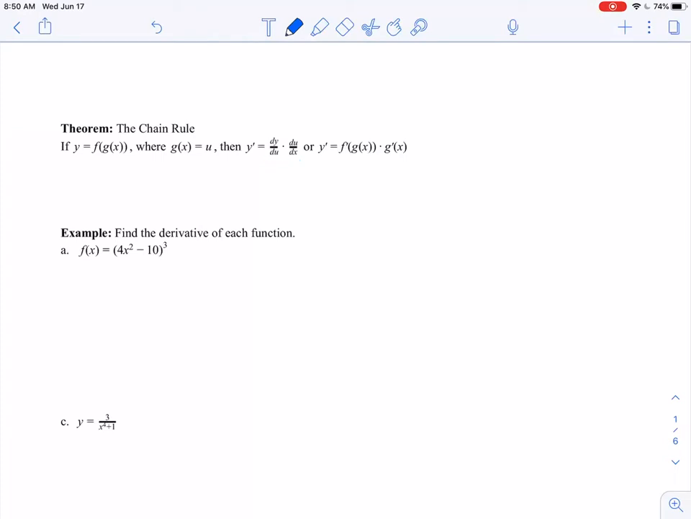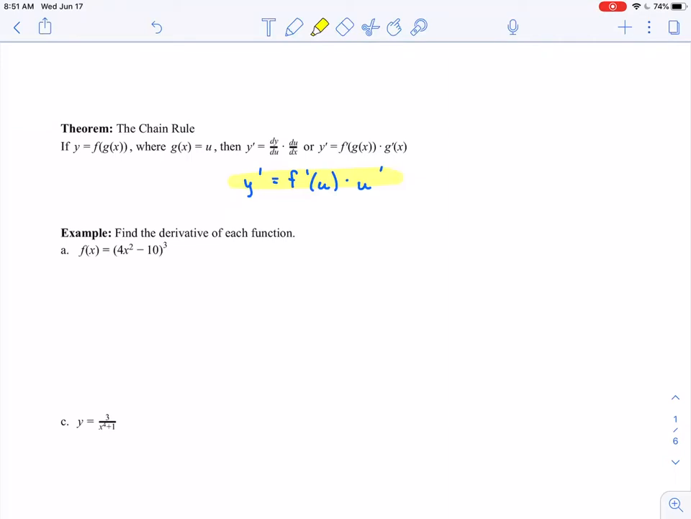If you don't like that notation, we can also use y prime equals f prime of g of x times g prime of x. And as I look at this, I don't know that I really care for either one of these, so I'm going to give a third that we can use, and I think this is what I'm going to use. It says y prime equals f prime of u times u prime. And I think this is the notation that I'm going to use.